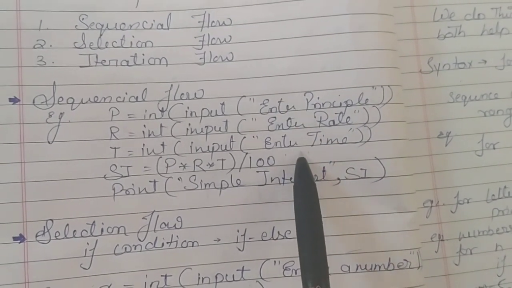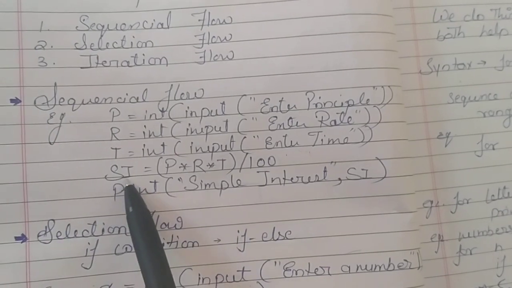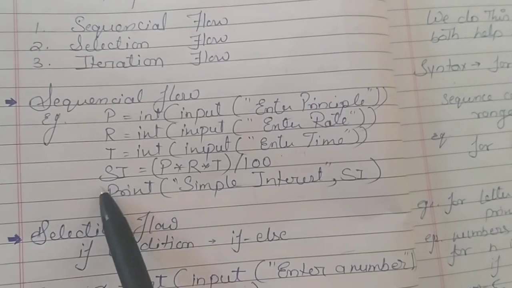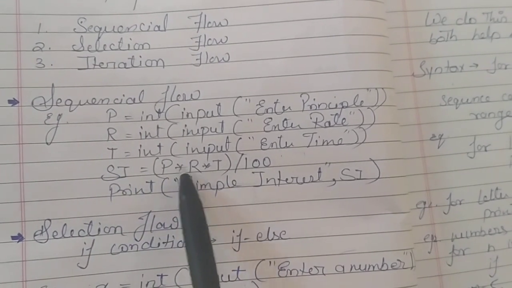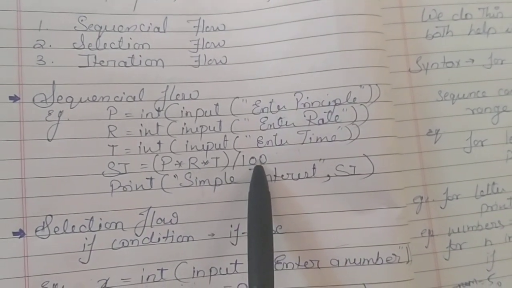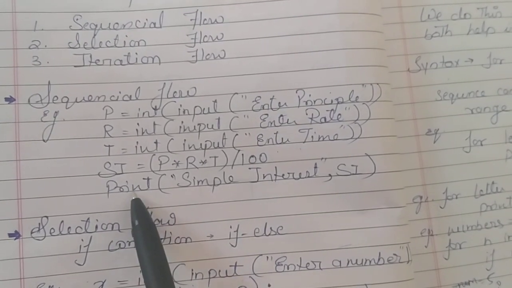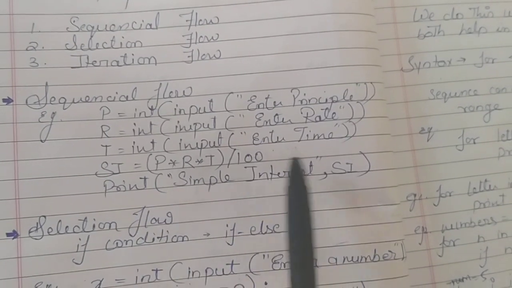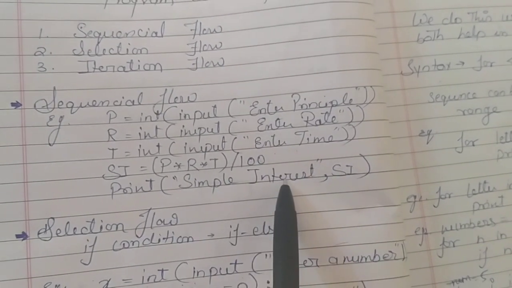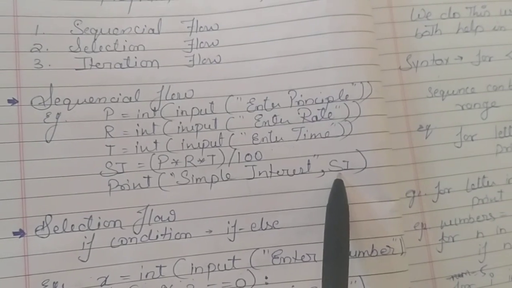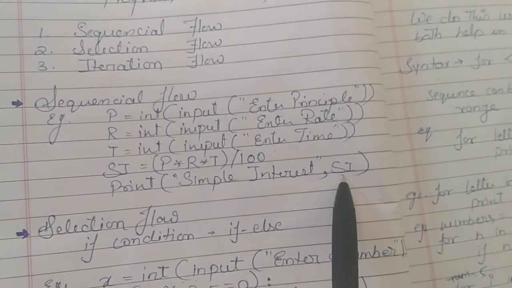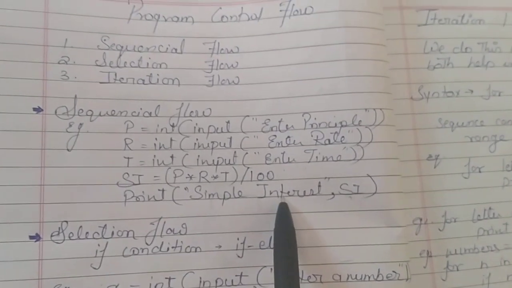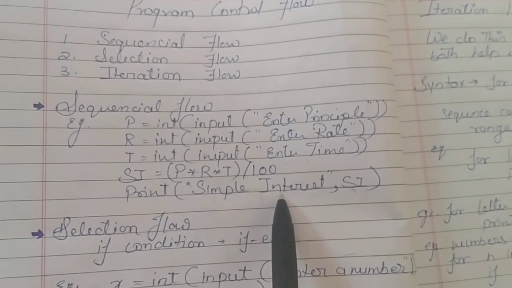Then once we have the input, we will be calculating the simple interest by the formula, that is SI is equal to P into R into T upon 100. And after that, print. The output should be printed. Print under double quotes "simple interest", comma SI. Now this SI is a variable, and inside double quotes this "simple interest" is your string, which is non-executable.